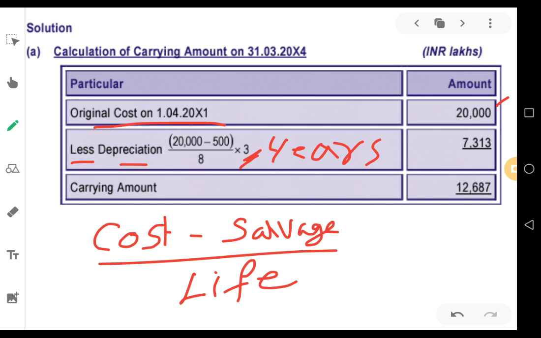number of years. For how many years you have to calculate the depreciation, you just multiply with that. So in this case it is 20,000 lakhs minus 500 lakhs divided by 8 years into 3 years, you will get 7,313. So when you subtract 7,313, that is depreciation, from 20,000, you will get 12,687, that is the carrying amount. So one thing we got, that is carrying amount.